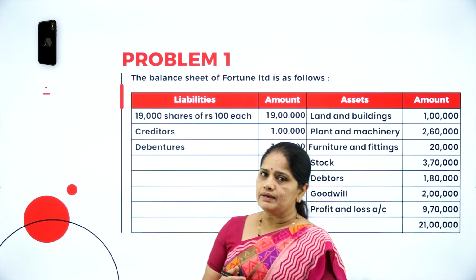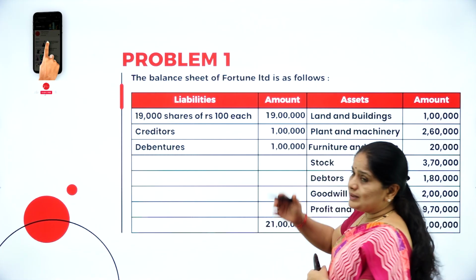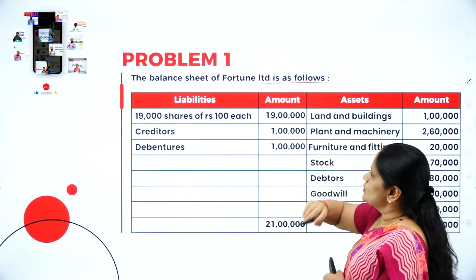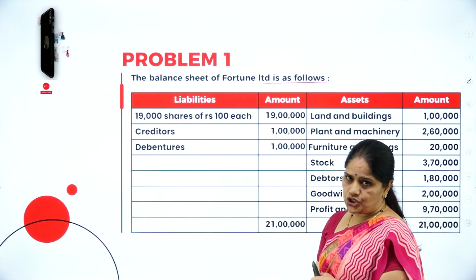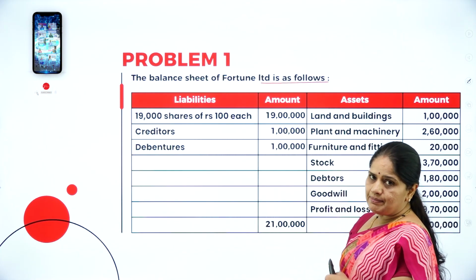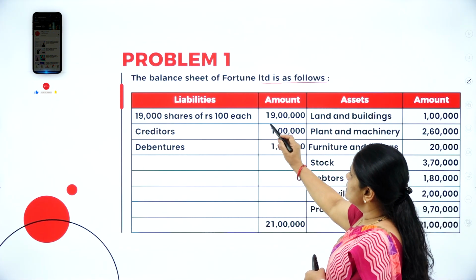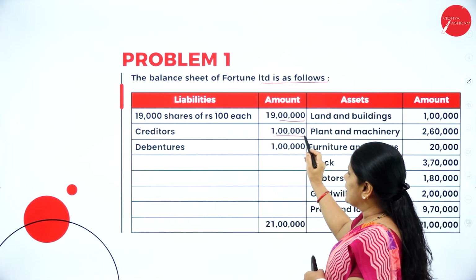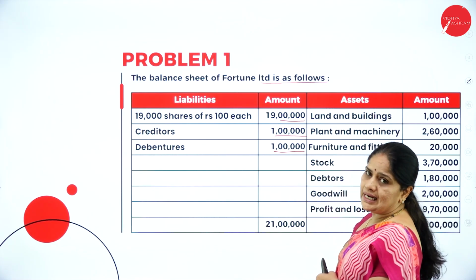Now let us see the problem here. So problem 1, the balance sheet of Fortune Limited is as follows. So the company's name is Fortune Limited and they have given us the balance sheet here. So 19,000 shares of rupees 100 each, 19 lakhs, creditors 1 lakh, debentures 1 lakh.